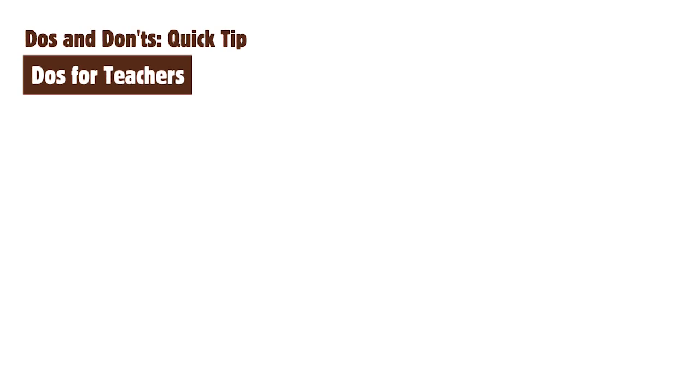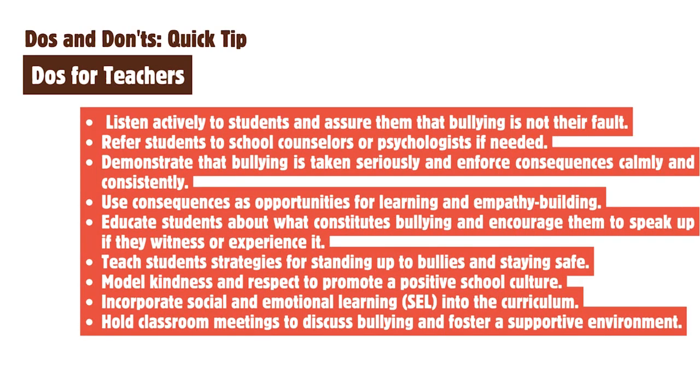Here are quick tips of do's and don'ts. Bullying: do's for teachers. Listen actively to students and assure them that bullying is not their fault. Refer students to school counselors or psychologists if needed. Demonstrate that bullying is taken seriously and enforce consequences calmly and consistently. Use consequences as opportunities for learning and empathy building.